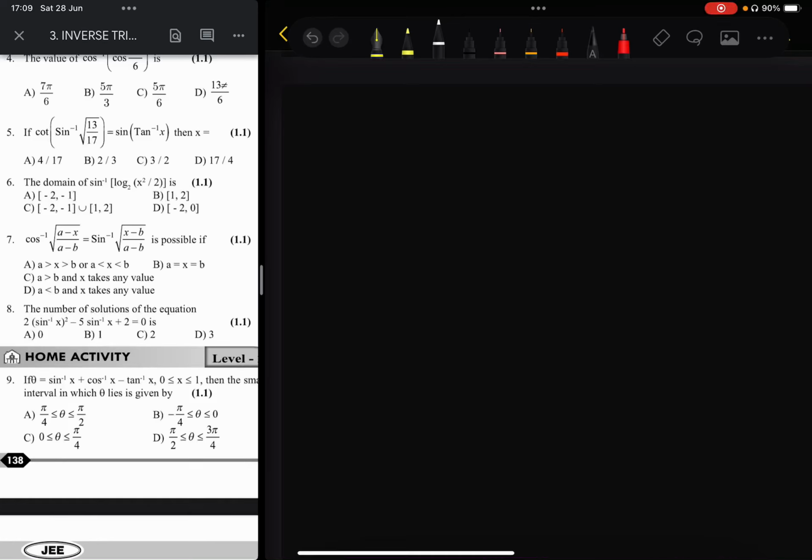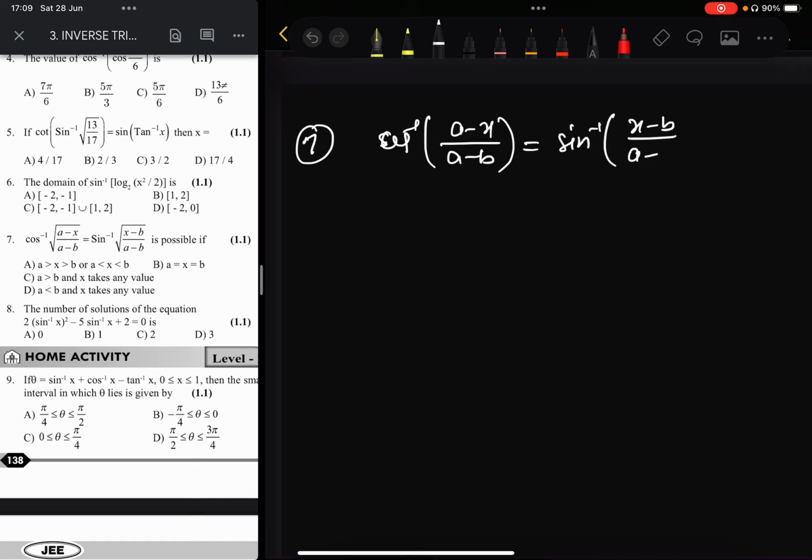Now solve question number 7. So here cos inverse of (a minus x) divided by (a minus b) equals sine inverse of (x minus b) divided by (a minus b). When cos inverse and sine inverse are both the same, they are the same only for x equals 1 by root 2.